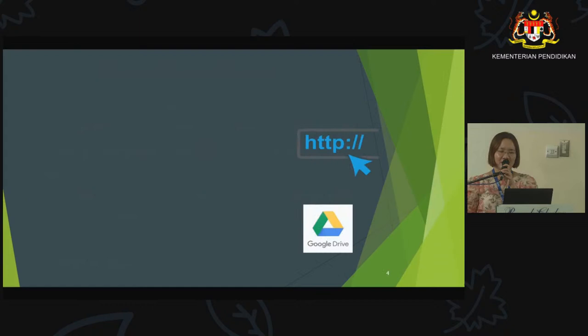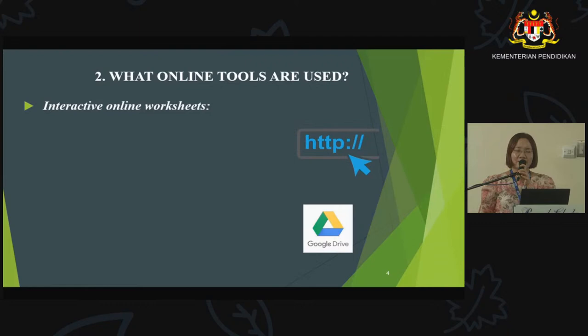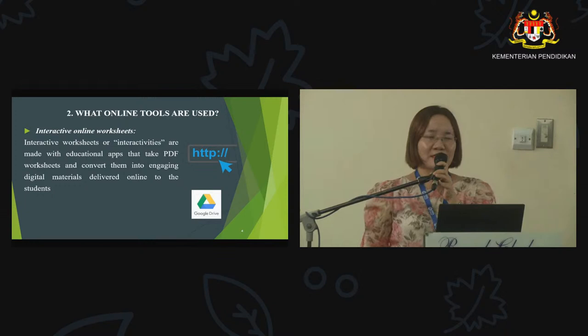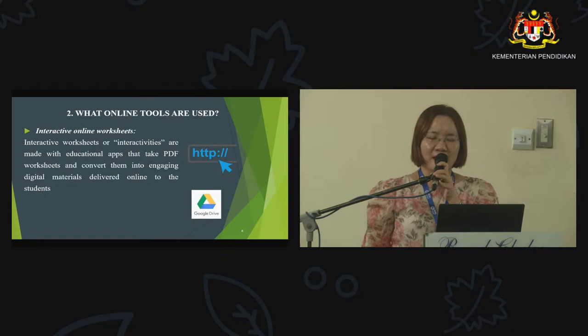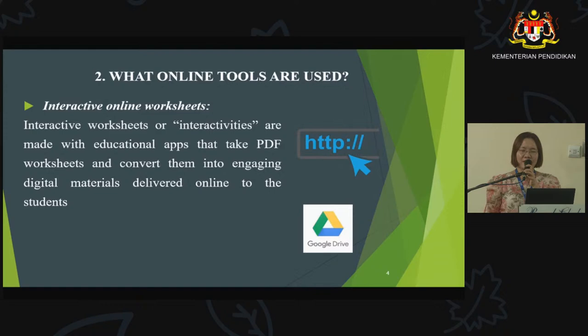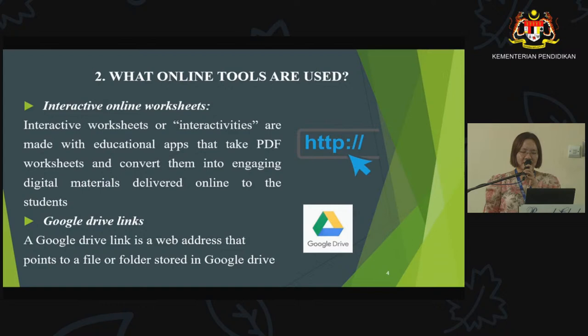Then in my classes, I often use online tools. So what online tools do I use? The first tool is the interactive online worksheet. That is an interactive worksheet, or you can say interactivities. These are made with educational apps that take PDF worksheets and convert them into engaging digital materials which can be delivered online to the students. The second tool that I use is the Google link. It is a web address that can point to a file or a folder which can be stored in Google Drive.